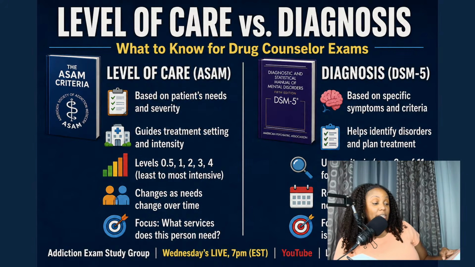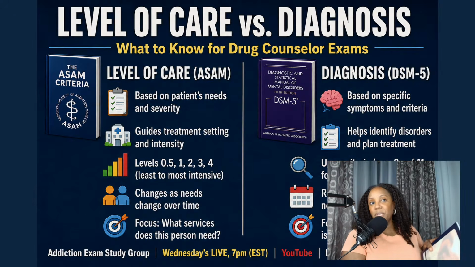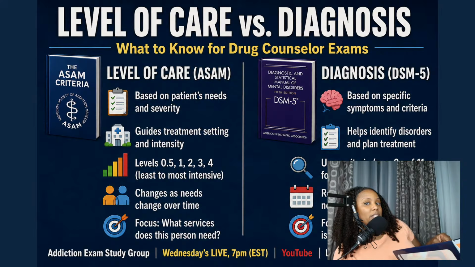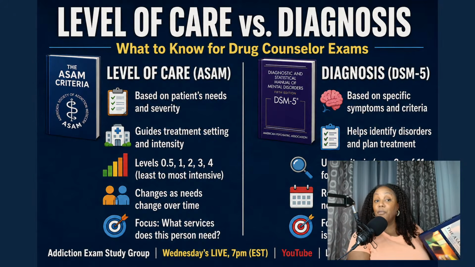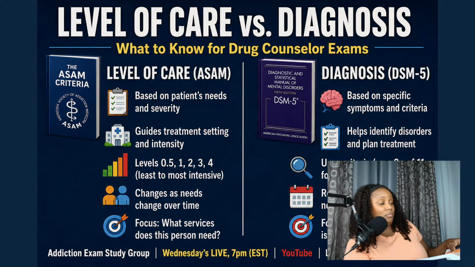Level 0.5, early intervention. So that would be psychoeducation, drug classes for someone who is using or has problematic use but does not need a higher level of care. If you did the full assessment with the DSM-5, they don't meet criteria for a substance use disorder, but their behavior is high risk. So usually 0.5 would be someone who has used or their use is escalating.